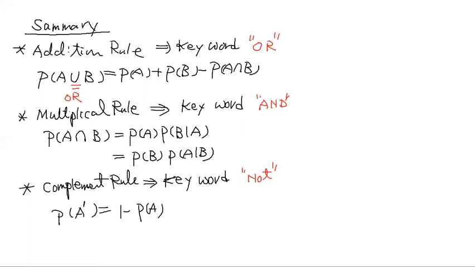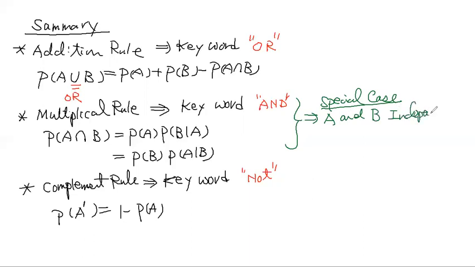Also, the multiplication rule has a special case. What is the special case? The special case is when A and B are independent. If they are independent, then the probability of A intersect B is just equal to the probability of A times the probability of B. All right, that's all for this chapter.